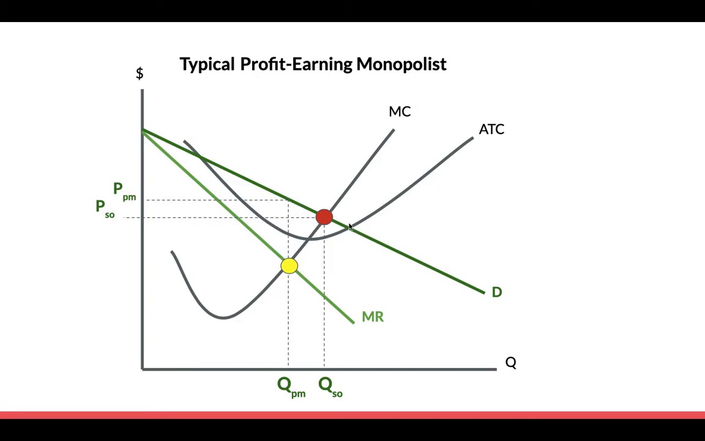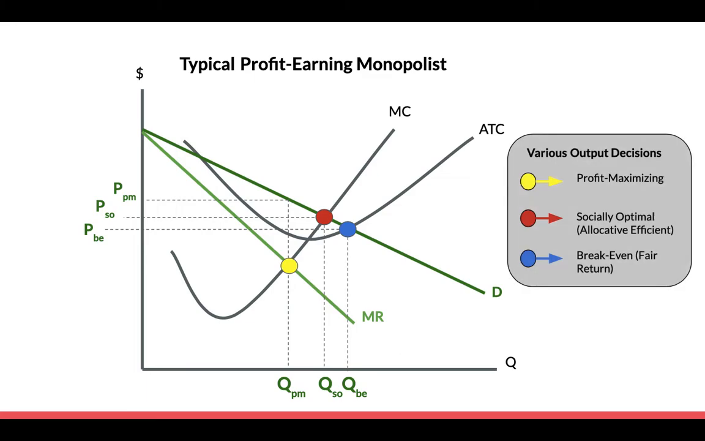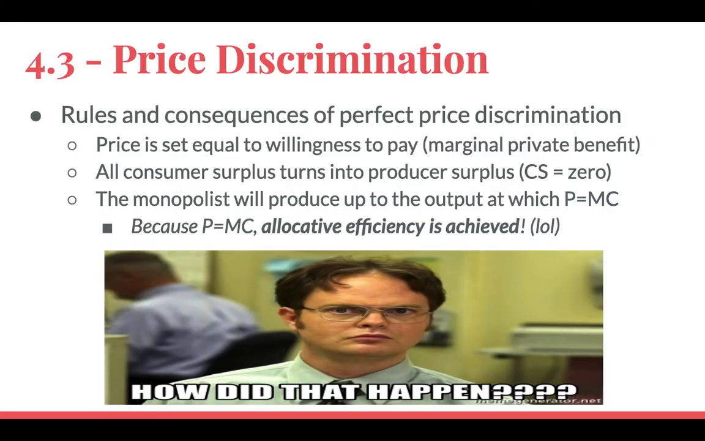There's this other point I'd like to point out. This blue equilibrium here is what we call the break-even point. This is where the ATC curve hits the demand curve. So in other words, at that point, price would be equal to ATC, resulting in break-even profits, or zero, or normal profits. Now, let's look at how this graph changes with price discrimination.